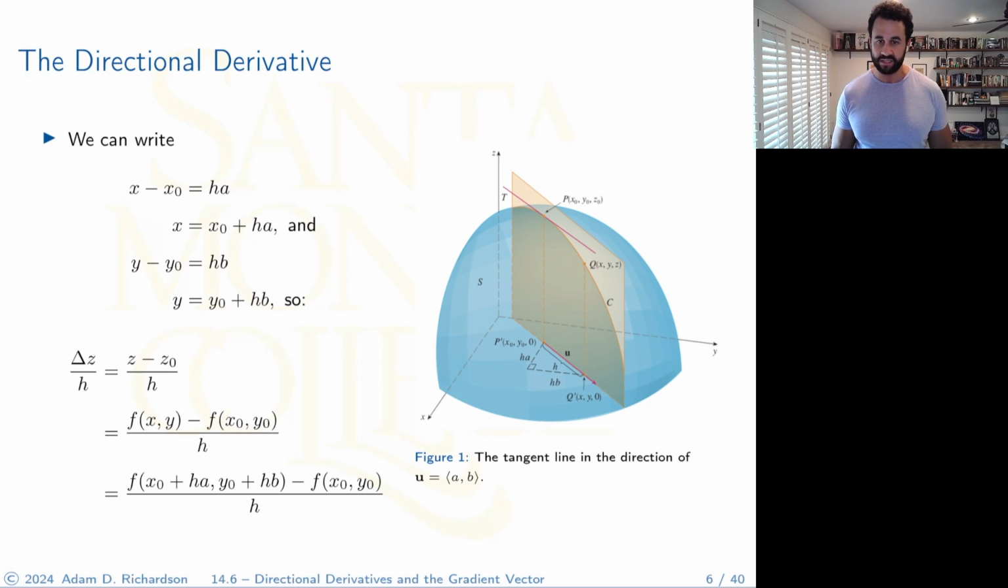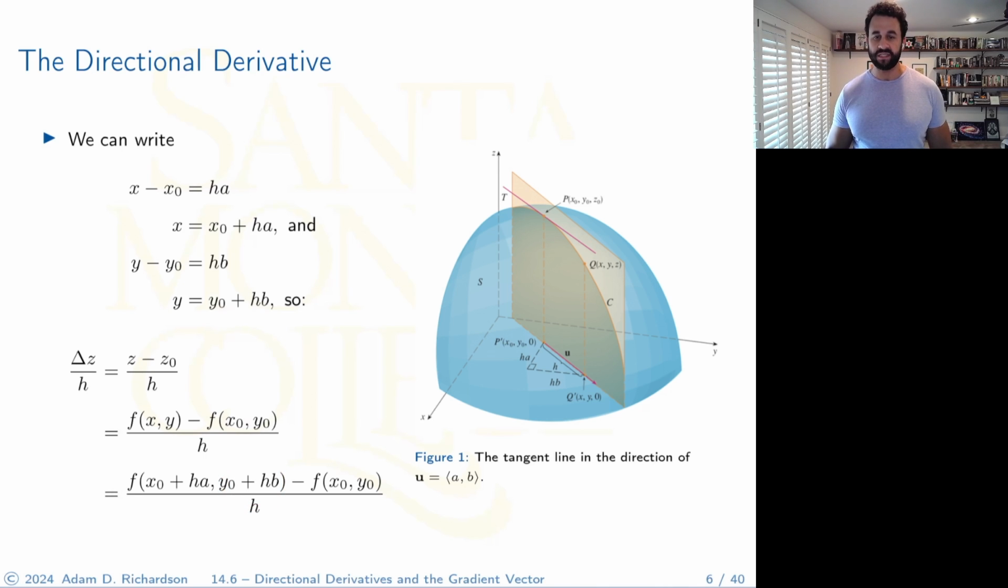We can write the difference between x and x naught as ha. Remember, this is x naught, y naught, 0, and this is x, y, 0 right here. So we can write x minus x naught as ha, and then y minus y naught as hb. Through a little bit of algebraic manipulation, we can re-express x as x naught plus ha. We can express this as this plus this. That's the idea, just getting that distance right there. Now we do that for both x and y, and then we can rewrite this difference quotient like so. Delta z is just the change in z, so z minus z naught, over h. Remember, z is f of x comma y, and z naught is f of x naught comma y naught. So we get this. But we just re-expressed x as x naught plus ha, and we just re-expressed y as y naught plus hb.